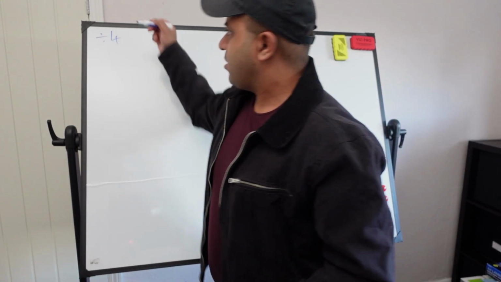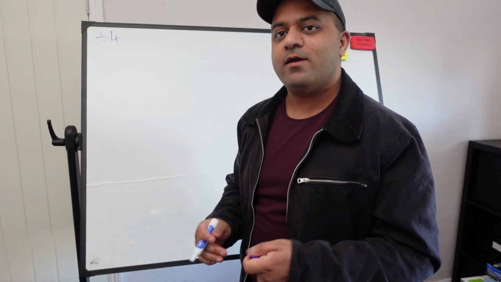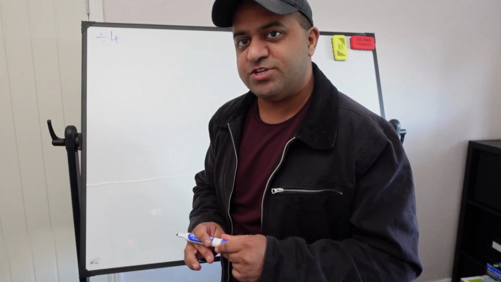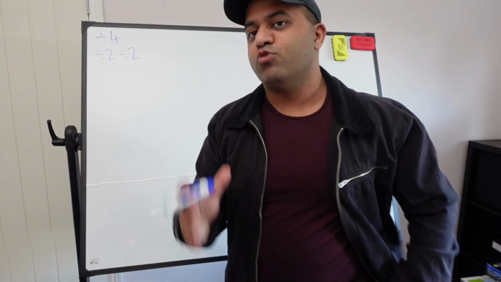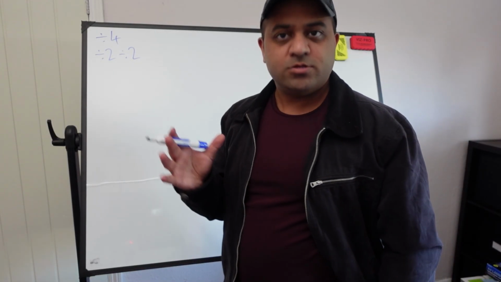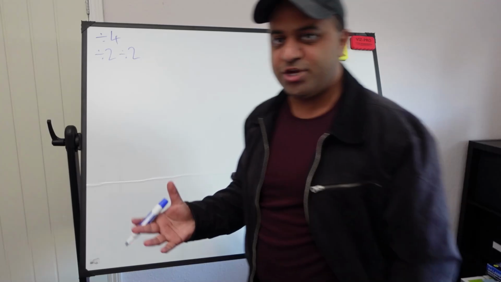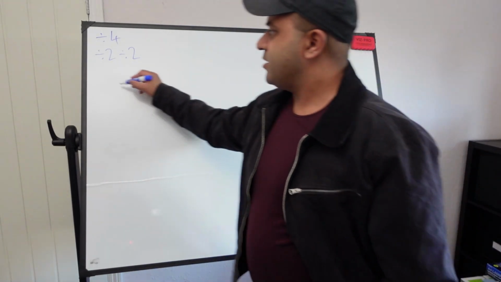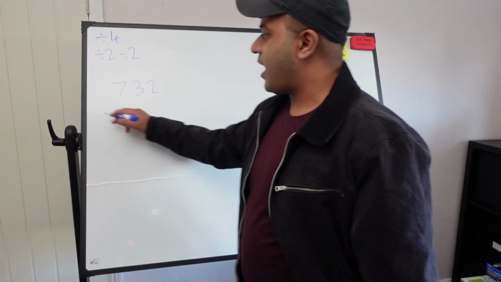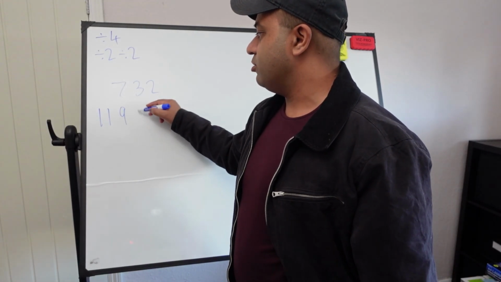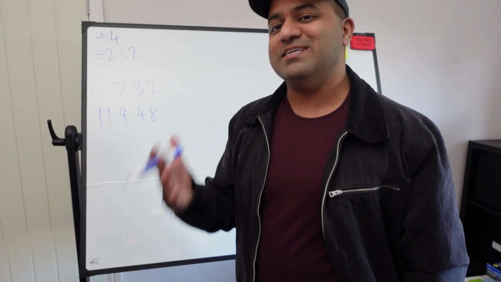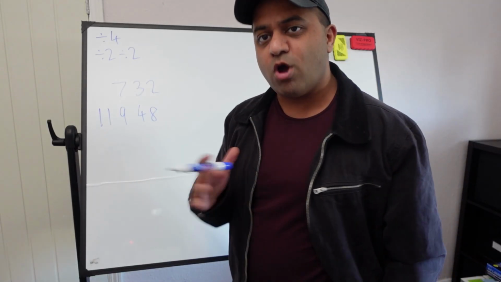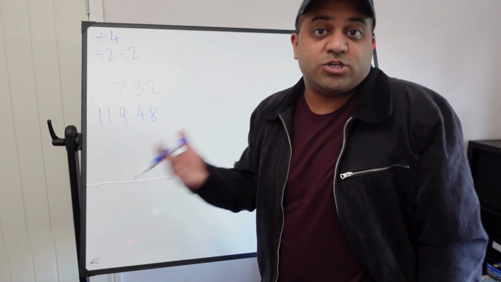Alright, the next number is dividing by 4. Now, the trick with this number is that dividing by 4 is equivalent to dividing by 2 and then dividing by 2 again. So the rule is actually very similar to the rule for dividing by 2. Looking at the last digit. I'll give you 2 examples: 732 and 11,948. Those two numbers I know can be exactly divided by the number 4 with no remainders, yet I haven't done the division. I don't even know the answer to them.